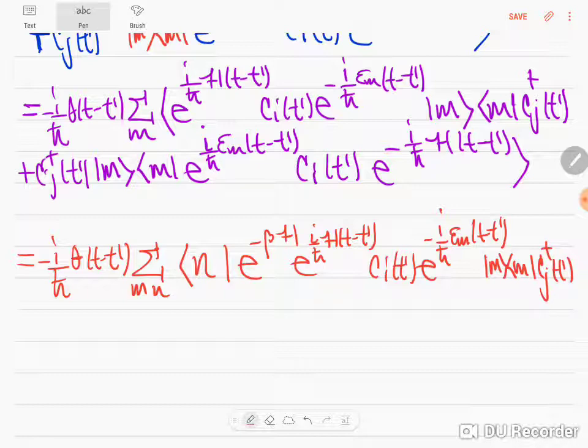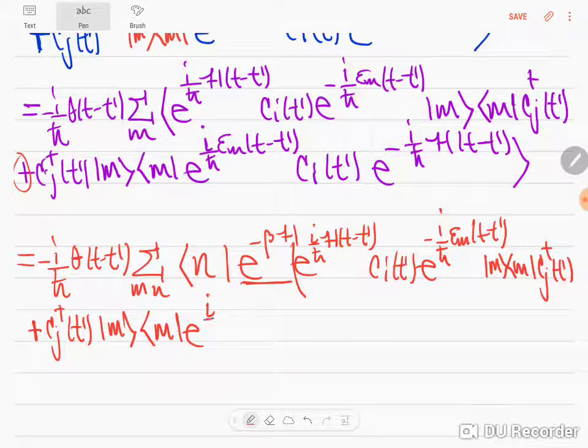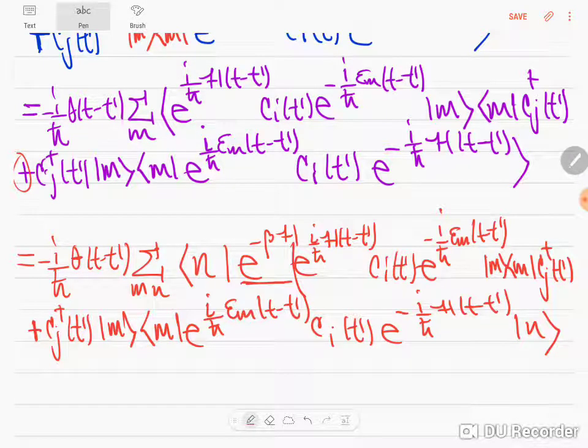Okay, since this e to the minus beta H multiplies the full thing and there is a sum inside the expectation value, we either have to repeat or just open some parentheses, that's better, and keep on going here: plus c_j dagger of t prime acting on the ket of m, times the bra of m, times e to the i over h bar E_m (t minus t prime), c_i of t prime, times e to the minus i over h bar H (t minus t prime) acting on what? On the ket of m. So this now looks like something promising.